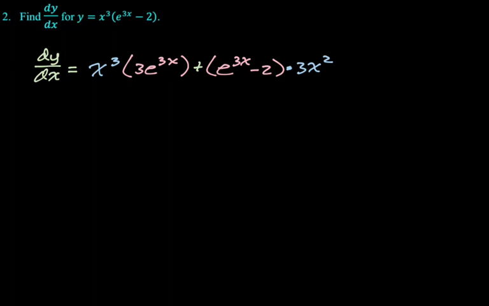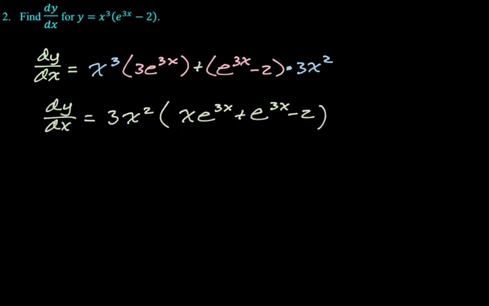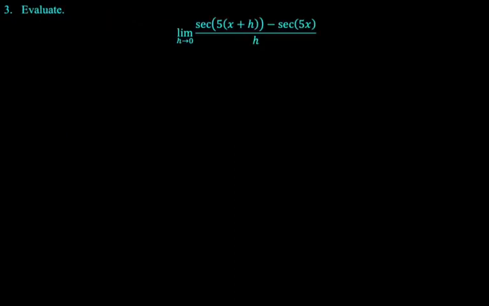Now, if you look at this, both terms have a 3 and an x squared in them, so we can take 3x squared out. It doesn't really simplify all that much. Take 3x squared out, and then you're left with x e to the 3x plus e to the 3x minus 2, which in factored form I think is how the answer would definitely look. Let's take a look at the next problem.